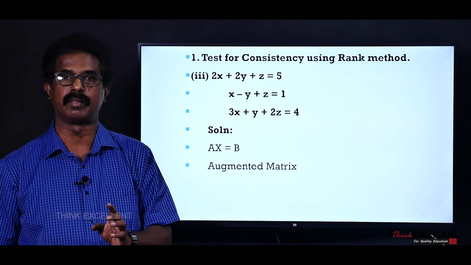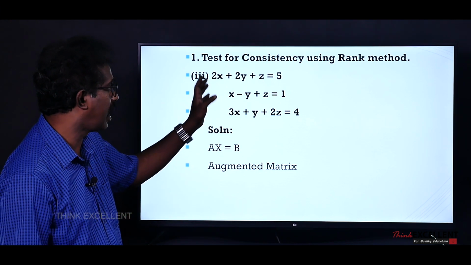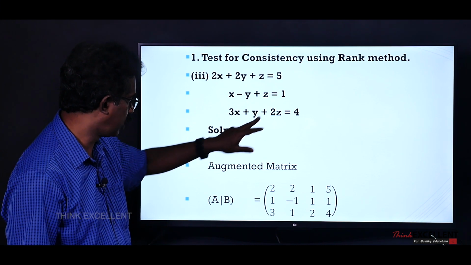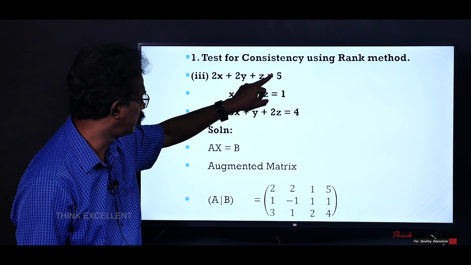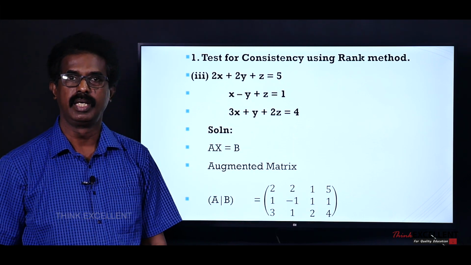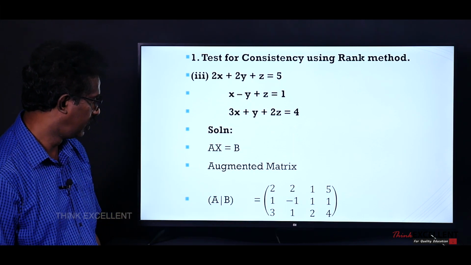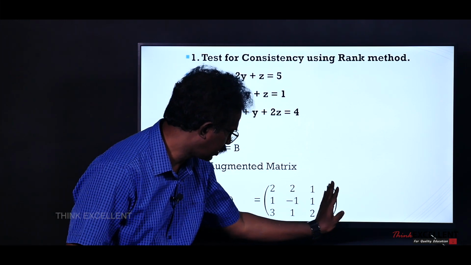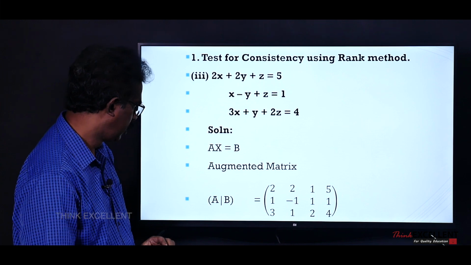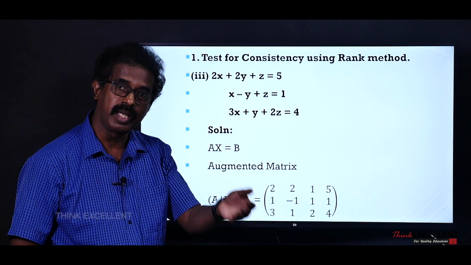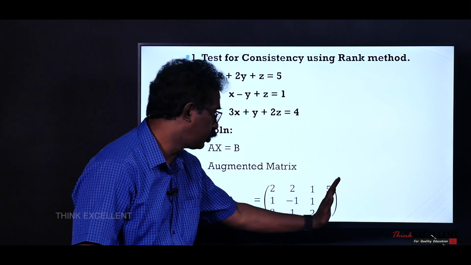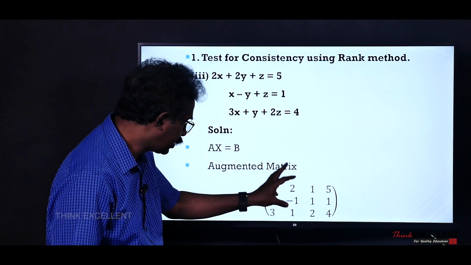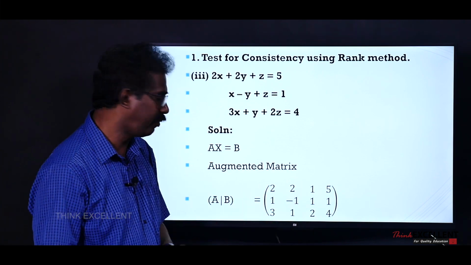After that, you write the augmented matrix. What is the augmented matrix? A attach B also. A is this one, 2, 2, 1, 1, minus 1, 1, 3, 1, 2. Attach B. What is that? 5, 1, 4. Reduce it into echelon form. So the whole thing is AB. A means leaving the last column, right? So that is A. So at a time you can find rank of AB and rank of A. So columns you should not change. That is why we are using only row operations.